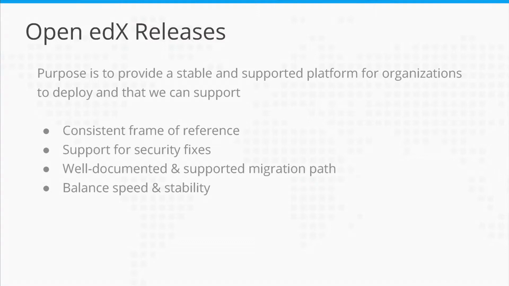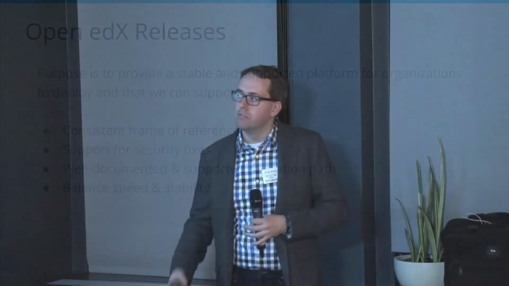We also have well-documented supported migration, so we want people to be able to move from release to release in a smooth way. This is something that we've been getting better and better at. The migration from Cypress to Dogwood is particularly interesting because of some technical features, but we're supporting it. We're going through the work of making sure that it is documented and automated and all those things. And we want to find what the right cadence is. This is something where I really appreciate feedback from the community, like what the right cadence is from the community's perspective in terms of balancing speed and stability.